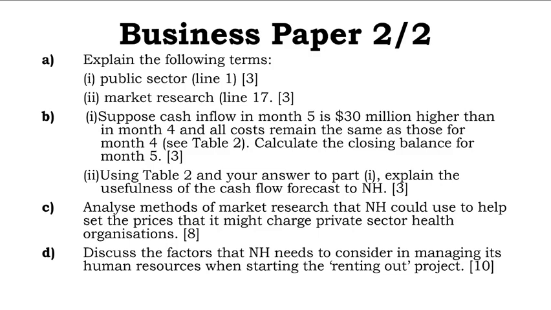And the costs are 7 millions. So minus 7 and minus 7 will be minus 14. And the closing balance will be $36 million. Now, second question, B part 2.